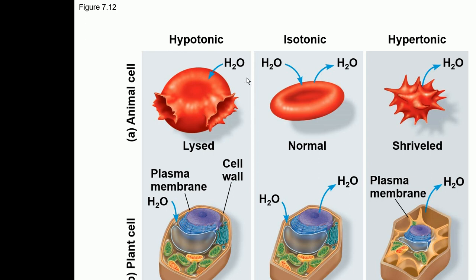So this is basically the animal cells. Remember that animal cells do not have the cell wall. So this is how they behave when they are placed in different kinds of solutions. Now this is a plant cell, and the plant cells have a cell wall around them. So they have a kind of more protection.